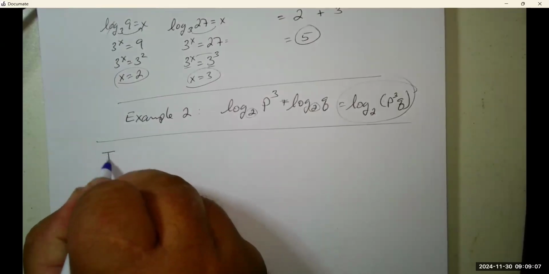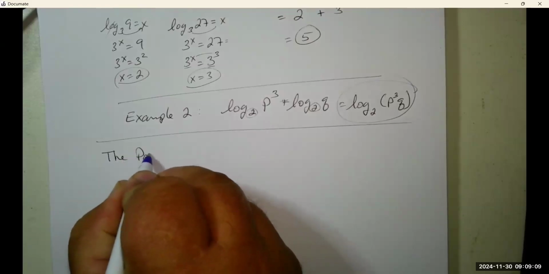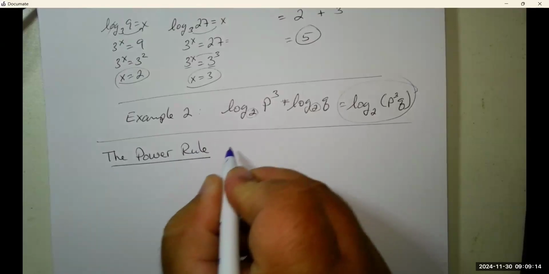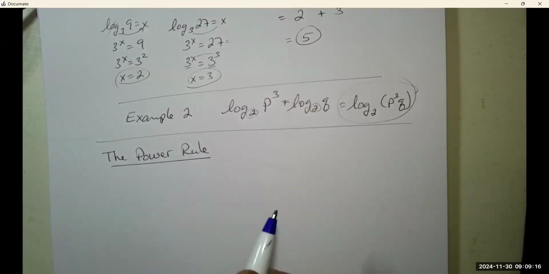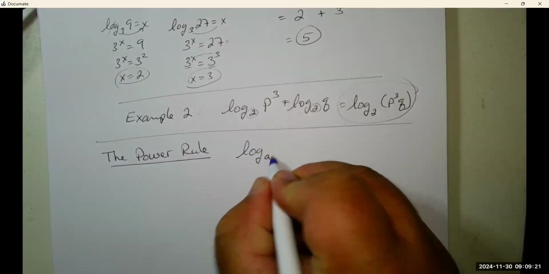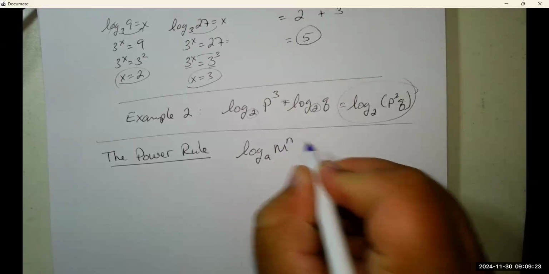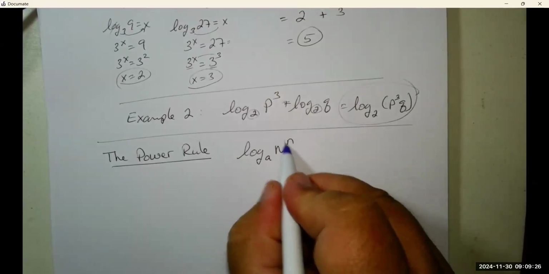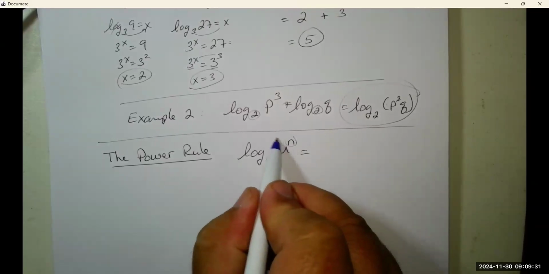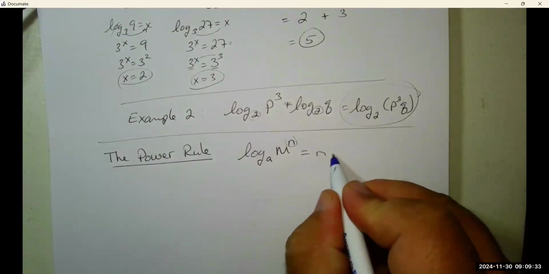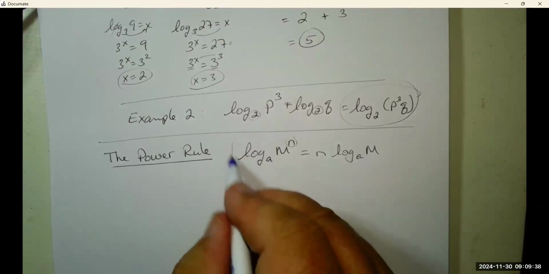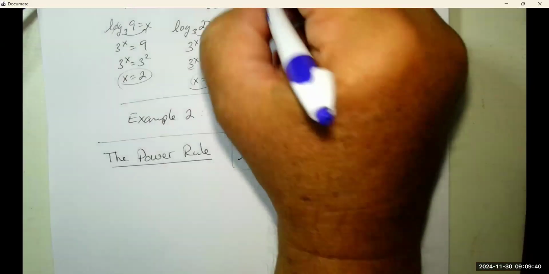All right, the next one. The power rule. The power rule says this, and this is a general rule with all logarithms. You cannot have exponents, or you're not supposed to. So if you have an exponent, it comes in front. So there's that property.